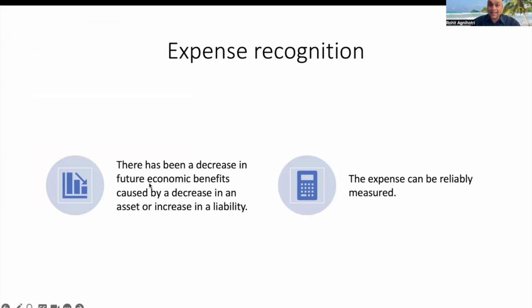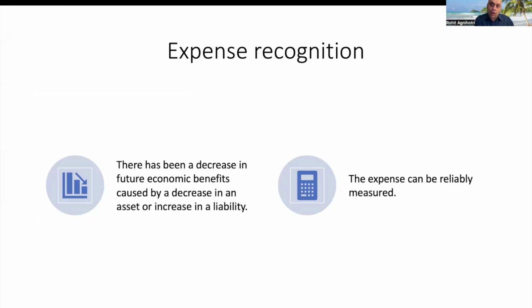They will define it as a decrease in future economic benefits. Remember, revenue is increasing your economic benefits because money is coming in. Expenses, the money is going out. So a decrease in future economic benefits because of a decrease in asset or increase in liability. Decrease in asset means, for example, the easiest way to understand is you are paying cash. So your cash is going to be decreased because of something.